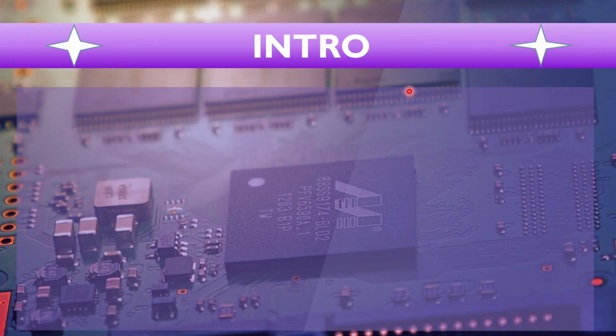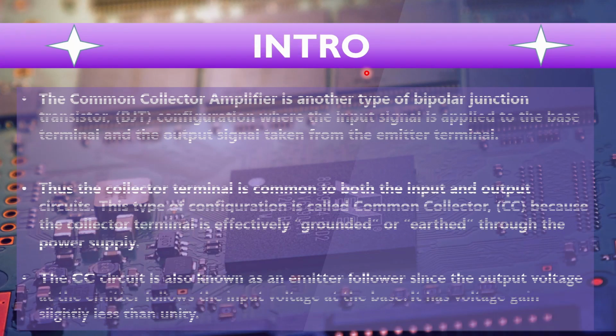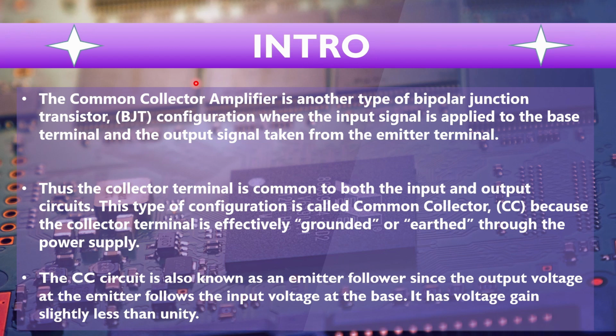So let's get into the introduction of the common collector amplifier. There are three different types of configurations: common base, common collector and common emitter. In this video I am focusing on the common collector amplifier. So why do we call this a common collector amplifier? Because the common collector terminal is grounded, so we call it a common collector amplifier.